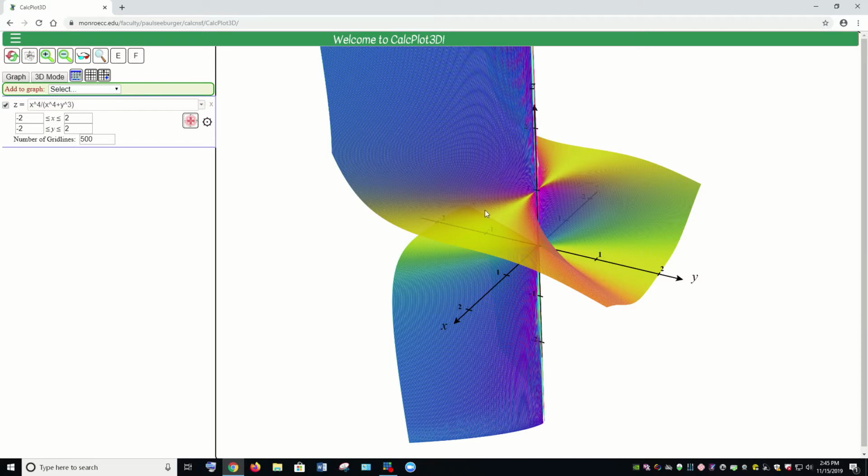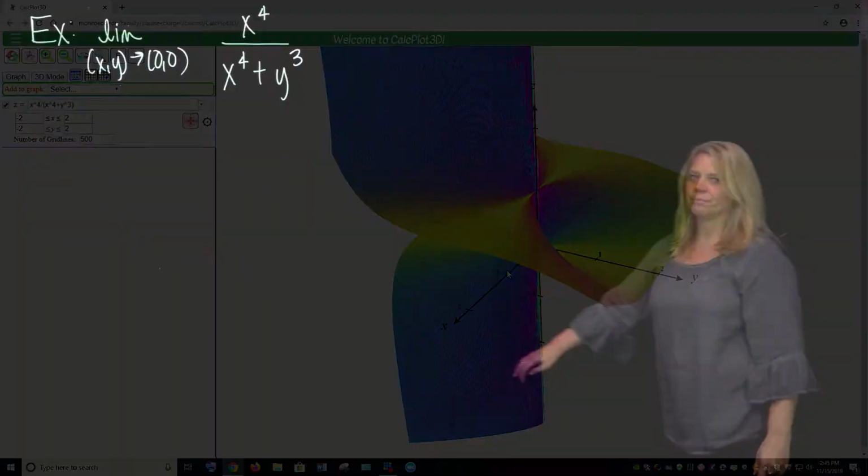And when we look at this graph, we see this really strange behavior going on right here when our xy points are close to (0, 0). We've got z values here. We seem to have z values down here. So based on this picture, we should expect that the limit does not exist as xy approaches (0, 0). So let's go over to the board and see if we can show that.